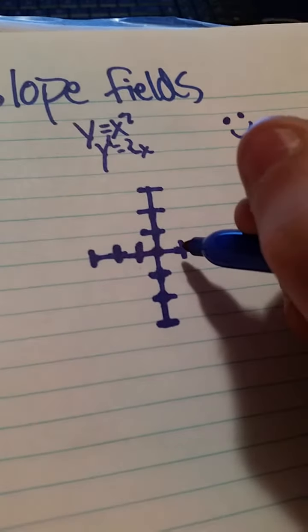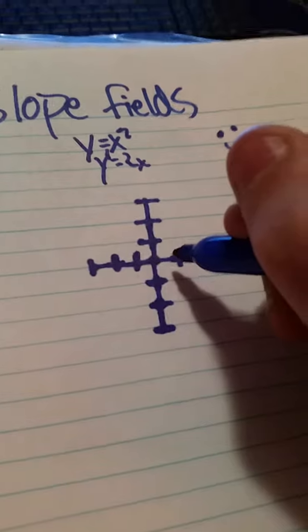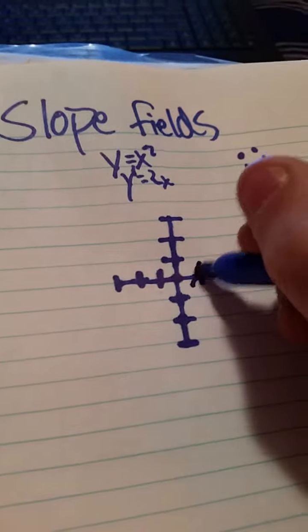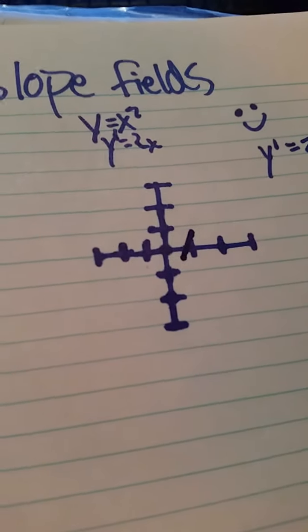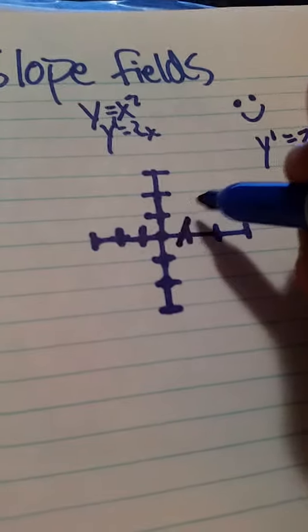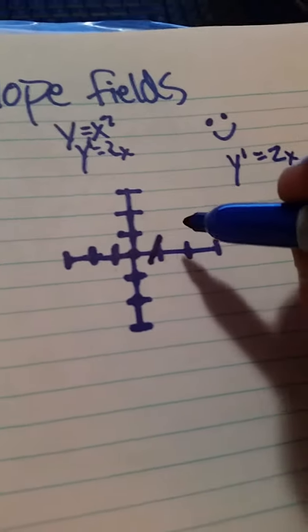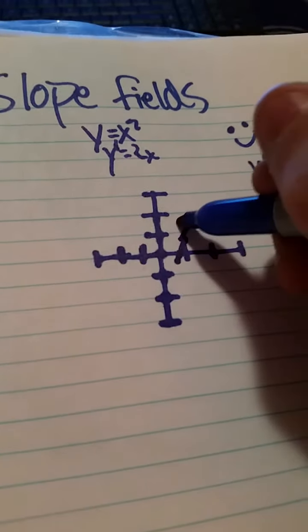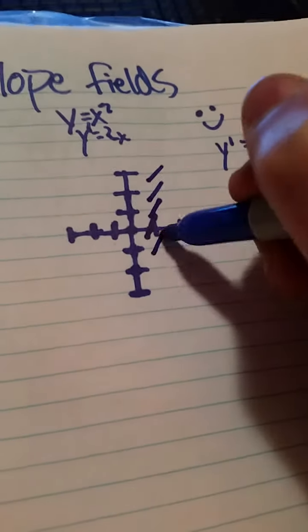And all you do is make a little slash that indicates the slope, kind of like that. A little line that represents a slope of 2. And since we know that whenever x equals 1, y prime equals 2, you can draw the slope of 2 all the way up for any value where x equals 1.